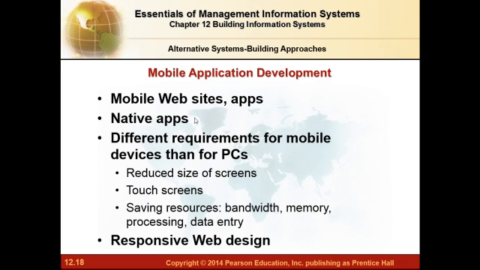Other features that are top priorities for smartphone screens and mobile web apps are saving resources and optimizing bandwidth usage, reducing the screen space, reducing the amount of memory necessary, improving the processing speed, optimizing and reducing data entry, reducing the number of user gestures required.